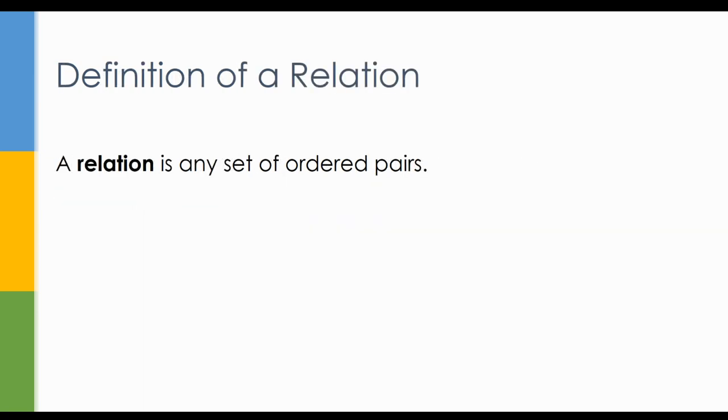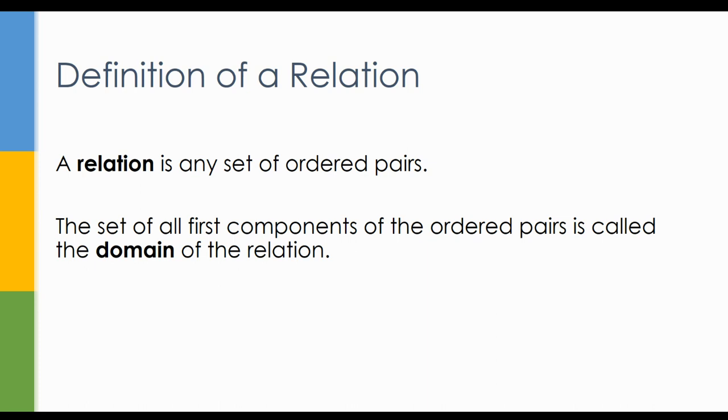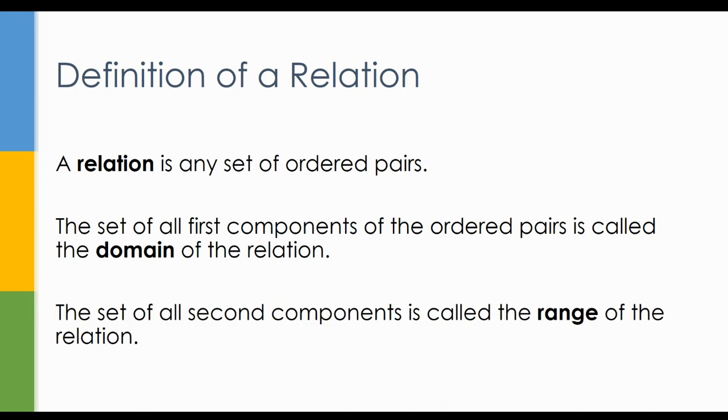So the definition of a relation. A relation is any set of ordered pairs. The set of all first components in the ordered pairs is called the domain. And when I say first components, we are thinking about the first thing in our ordered pair. Remember, in an ordered pair, you have x's and you have y's. X is first in the ordered pair, so domain deals with the x values. The set of all second components is called the range of the relation. So second components meaning the second term in our ordered pair. So y is dealing with the range.